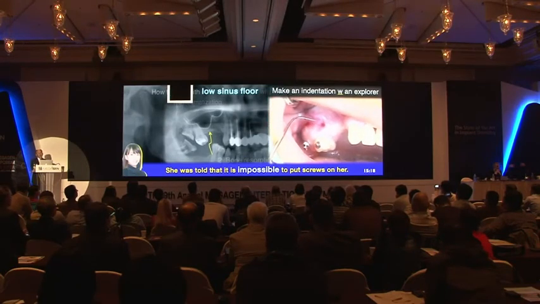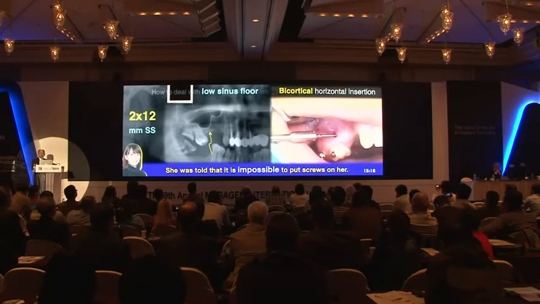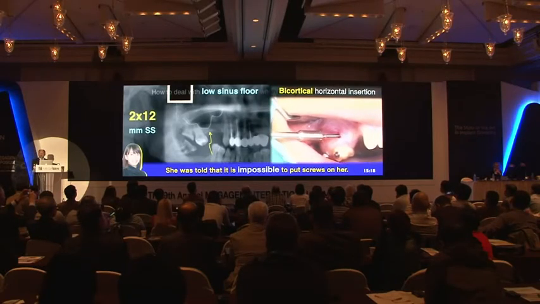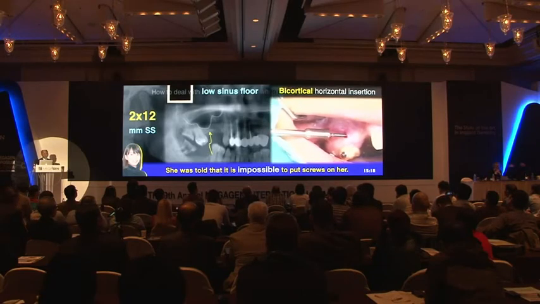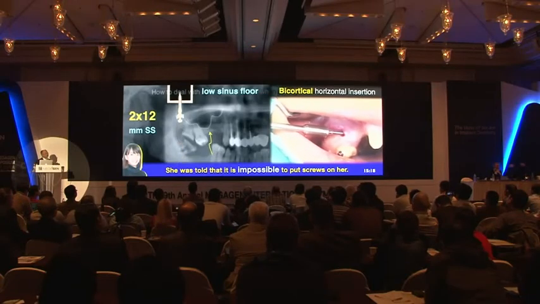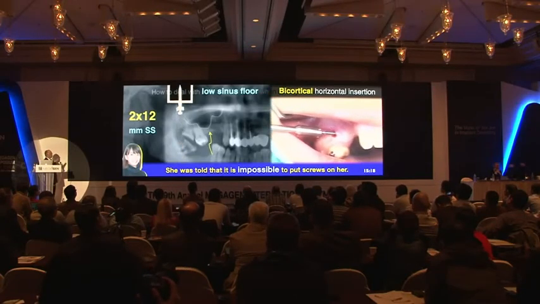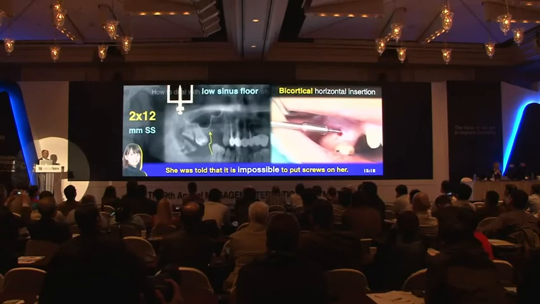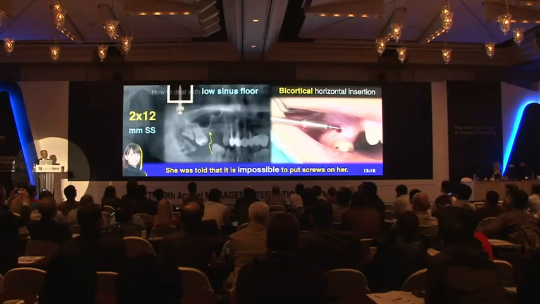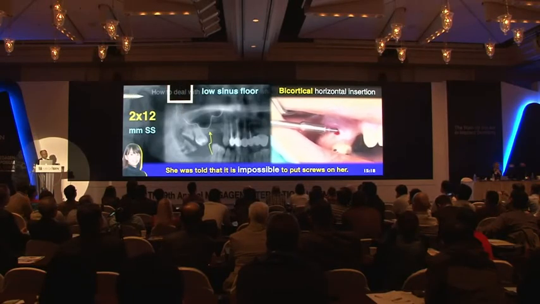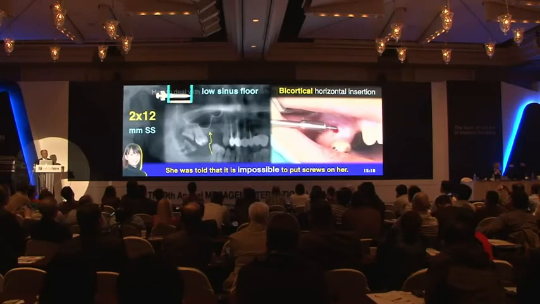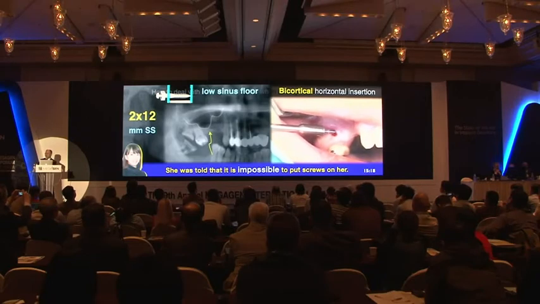First, you make an indentation with an explorer. After you make the indentation with the probe, you follow that indentation and put in this mini screw. So it's by cortical horizontal insertion. If you put it like this, it will poke into the sinus. The screw won't stay. So why not change the direction to buccal and lingual? So you'll be able to catch the buccal plate and the lingual plate.